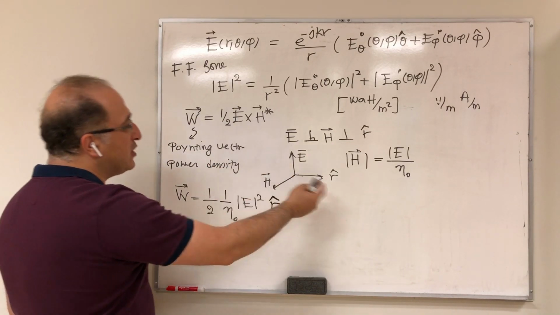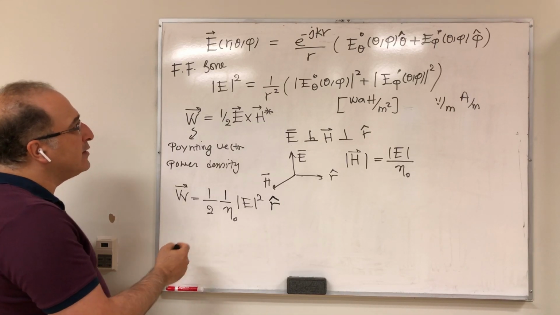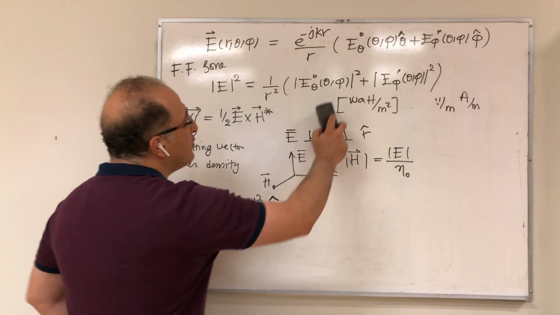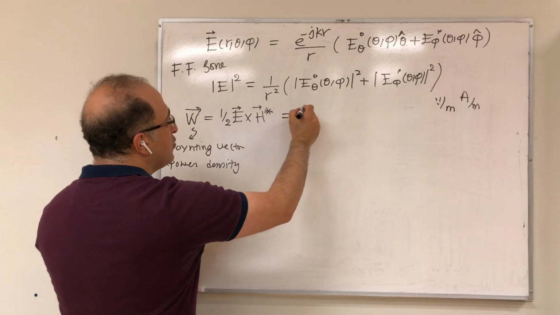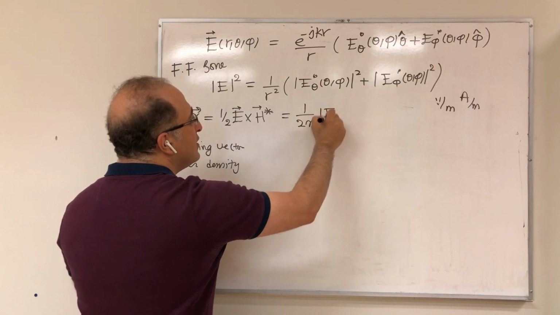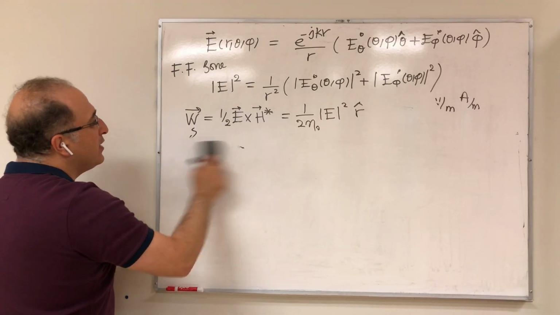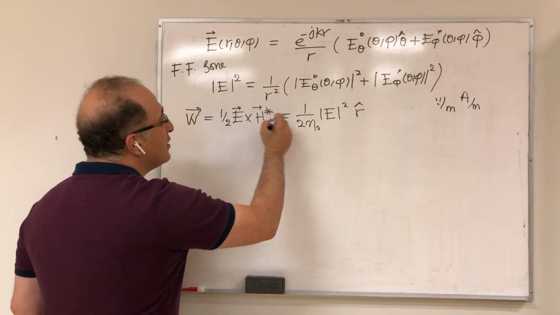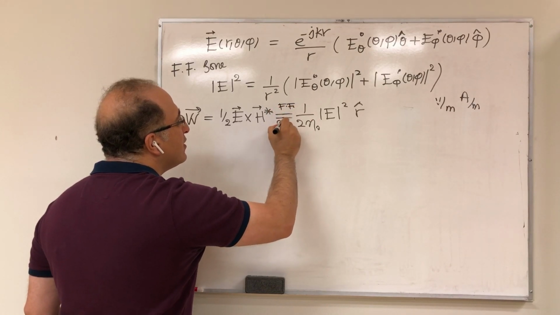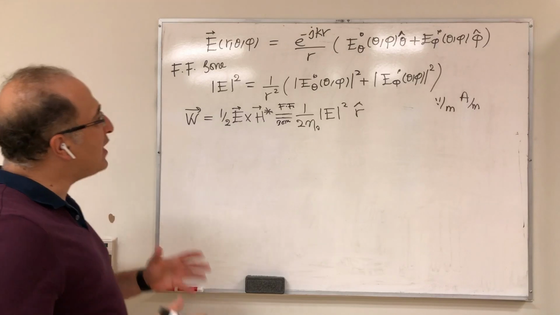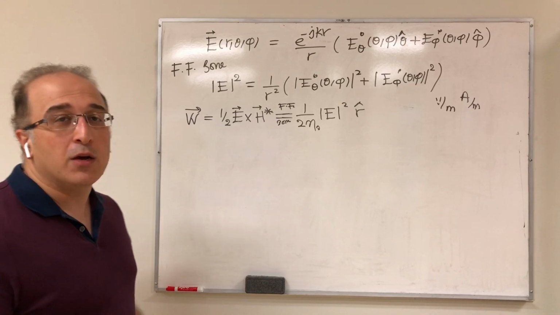As we know, E cross H is R hat, and H and E are related by eta. Therefore, I can just say, okay, in the far field zone, this is equal to 1 divided by 2 eta naught E squared R hat. So that would be my simplified equation only in the far field zone.